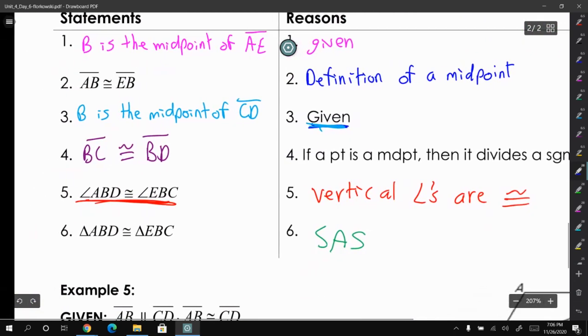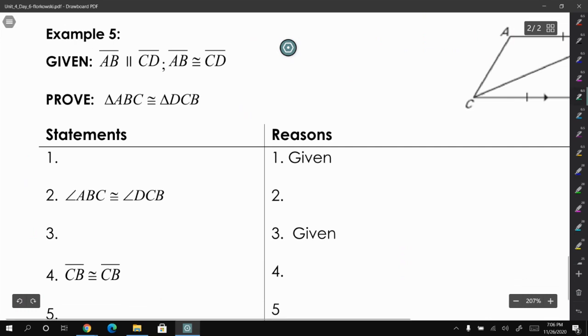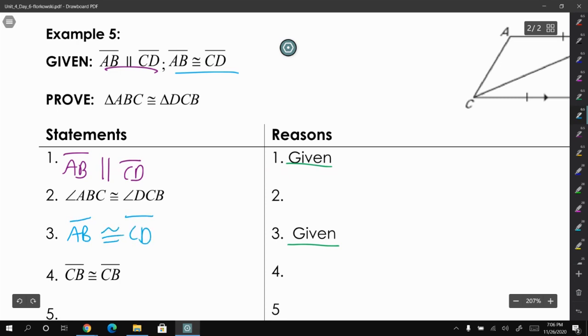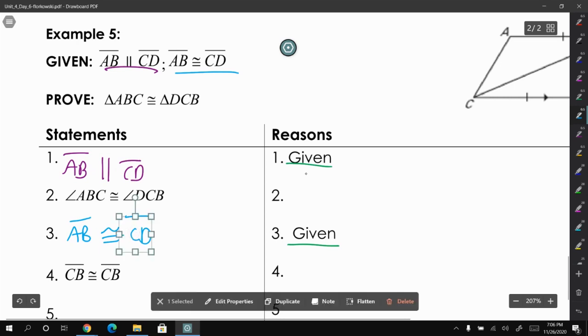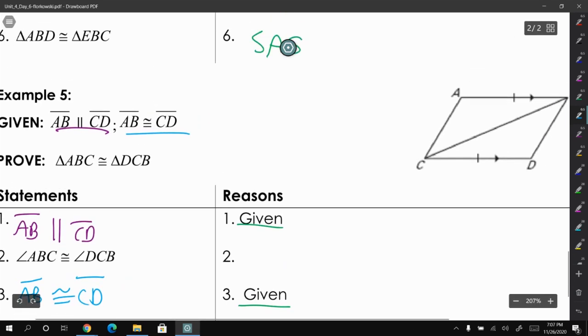All right, now let's look at example number 5. Again, I see given in the reason twice. So I'm going to put the first one first. AB is parallel to segment CD, and I'm going to put the second one down here. AB is congruent to CD. Now, let's go and fill in the reason for number 2. What angles are they talking about? ABC and DCB.